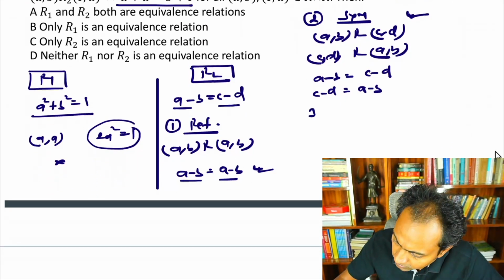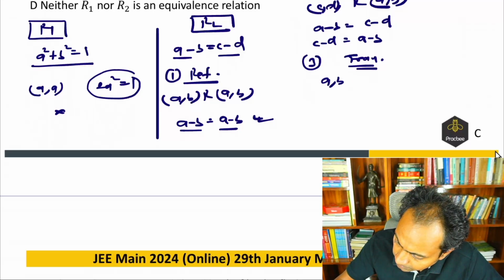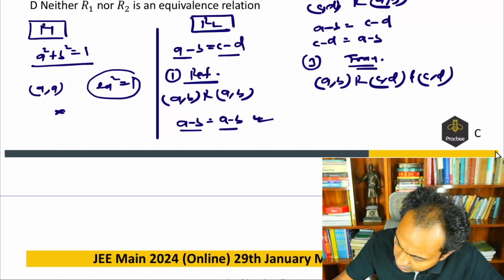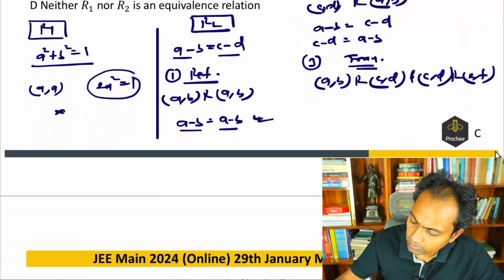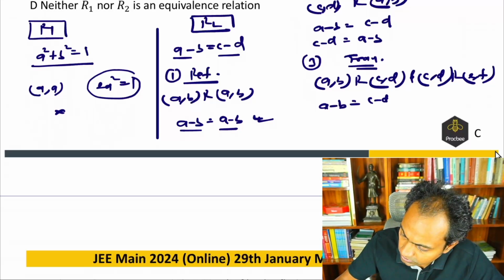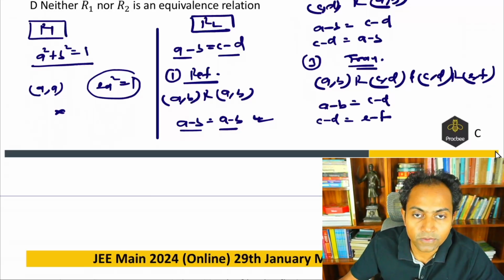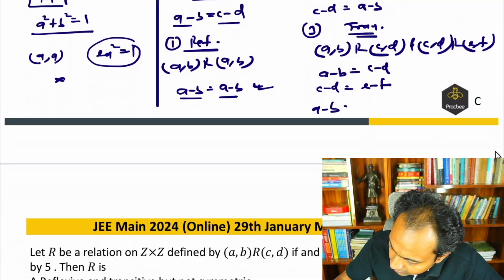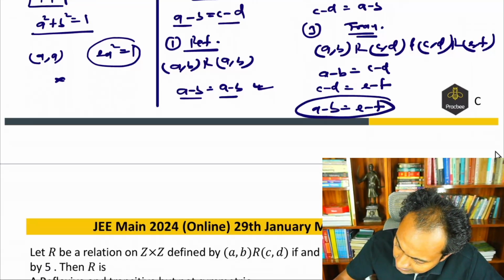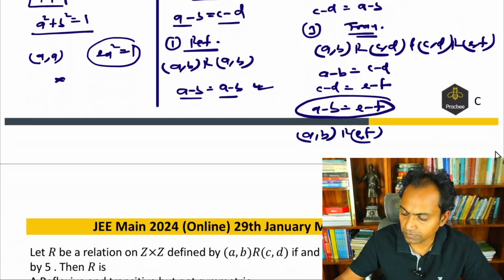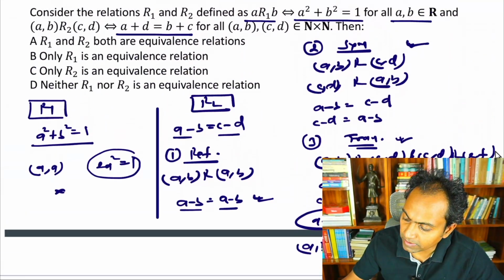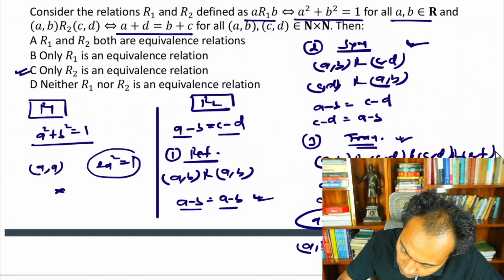And in the third part, for checking transitive, we will have to check whether A comma B is related to C comma D, and C comma D is related to E comma F. So this would mean A minus B is equal to C minus D, and the second statement would mean C minus D is equal to E minus F. So automatically from here we can write A minus B will be equal to E minus F. Hence A comma B is related to E comma F. You can see that it becomes transitive. So it is all three reflexive, symmetric, transitive, hence only R2 is an equivalence relation.